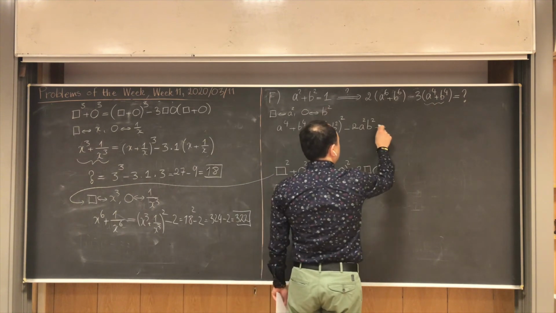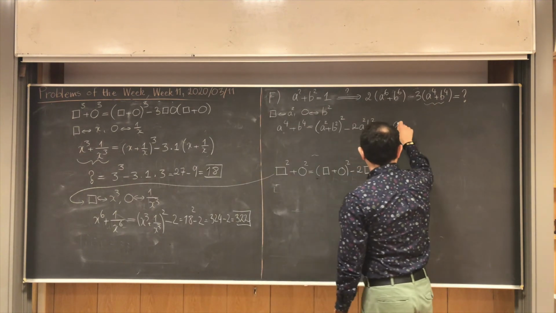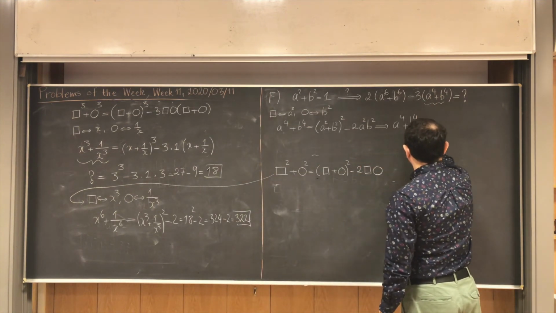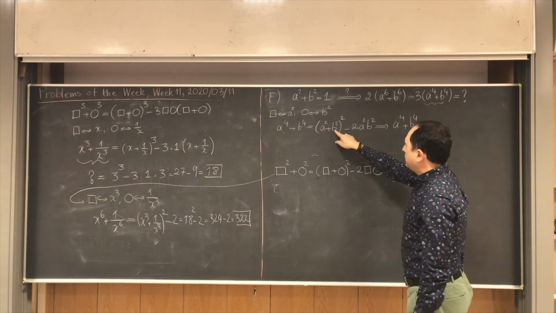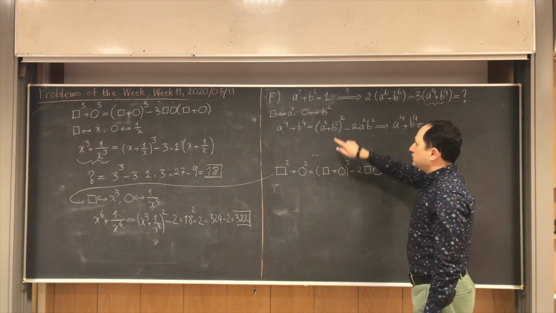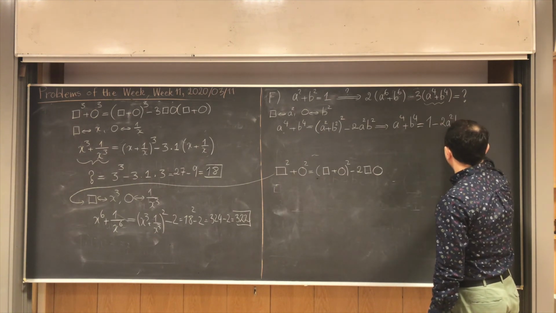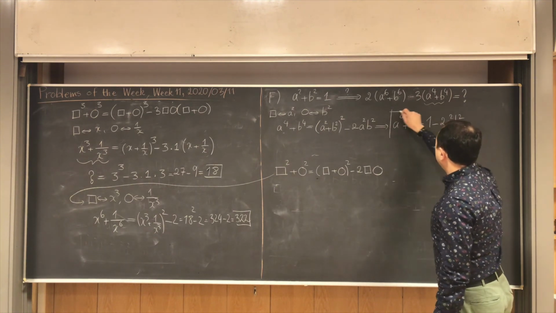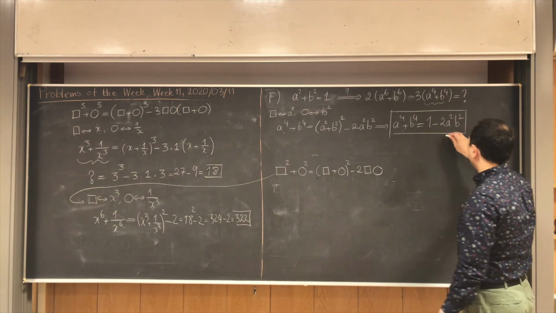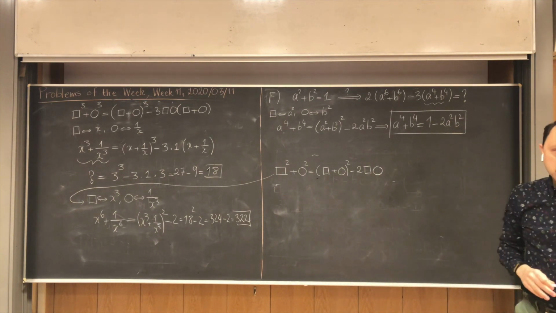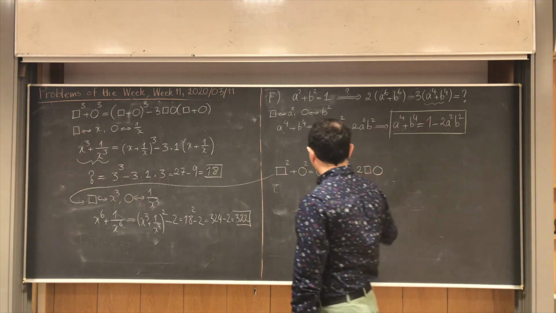Okay, so this implies that a to the 4 plus b to the 4 is equal to a squared plus b squared, which is given to be 1. So 1 to the 2 is 1. So I can write 1 minus 2a squared b squared. I cannot go further. I don't have any information regarding the product of a and b. So I have to keep it.